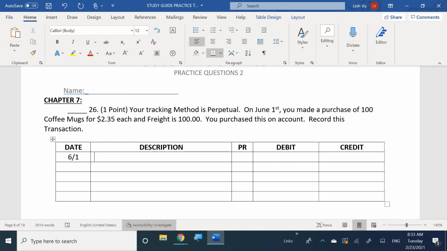We put the inventory and freight costs together. Everything is inventory. Perfect. So in this case, what is our specific inventory item? Coffee mugs. Yes. And how did I pay for it? Accounts payable. And a good note here is that with perpetual inventory, everything goes into inventory. So what is my total amount that is going to go into inventory?